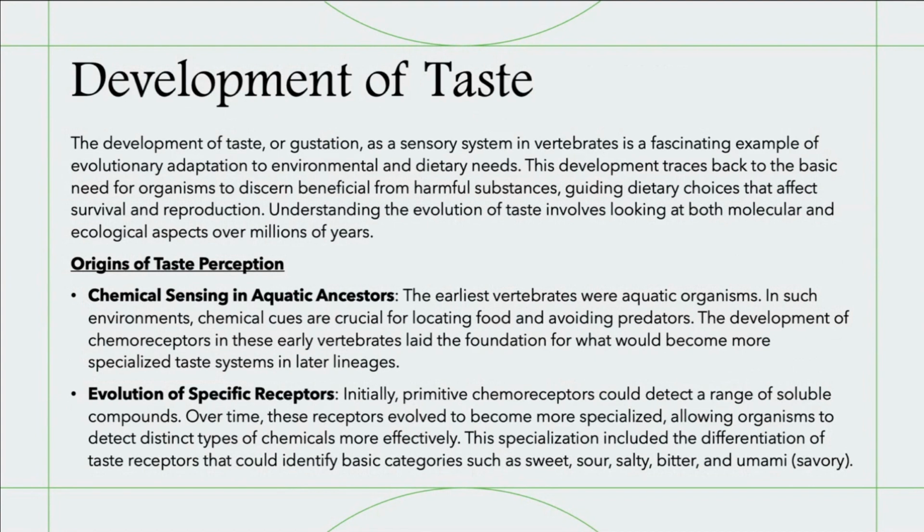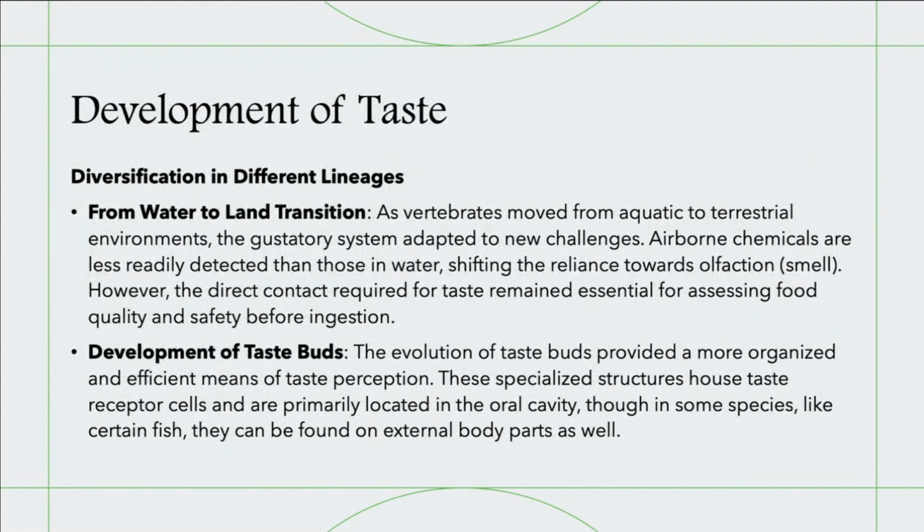The primitive chemoreceptors could detect a range of soluble compounds. Over time, these receptors evolved to become more specialized and allowed organisms to detect distinct types of chemicals more effectively. This specialization included the differentiation of taste receptors that could identify basic categories like sweet, sour, salty, bitter, and umami, which is savory. Not every animal group is going to have all 5 types of taste receptors, and this is highly dependent on what type of diet they have.